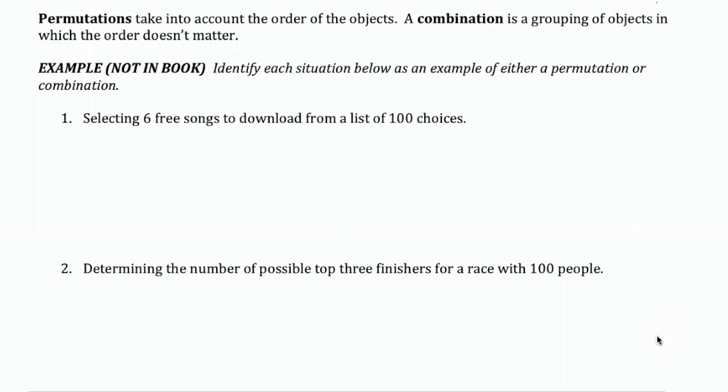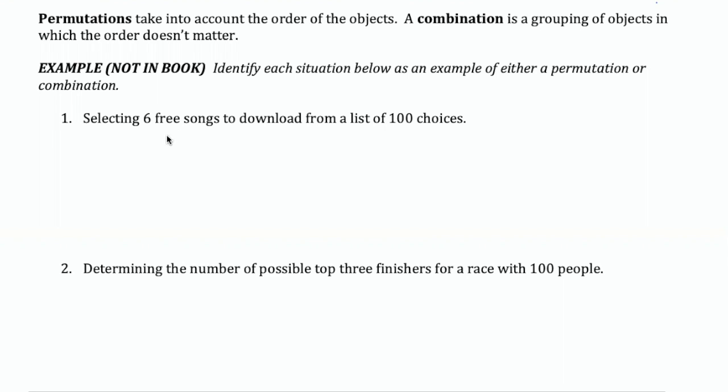So in the next example, which again is not in your book, suppose we were selecting 6 free songs to download from a list of 100 choices. Would this be a permutation or a combination? The essential question is, does the order in which the songs are downloaded matter?